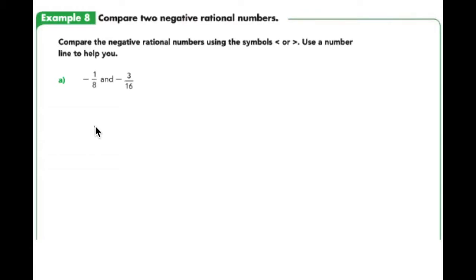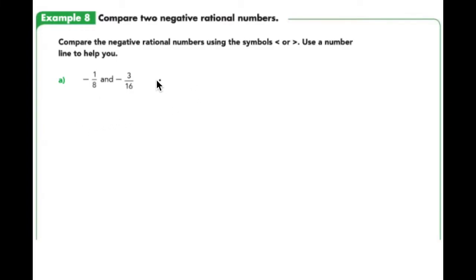We'll be comparing two negative rational numbers, and we're going to be following the same methods that we did in our previous example, example 7. So we are going to look at comparing them by turning them into decimals. Then we'll look at changing them into fractions with equivalent denominators. And we're also going to show them on a number line.